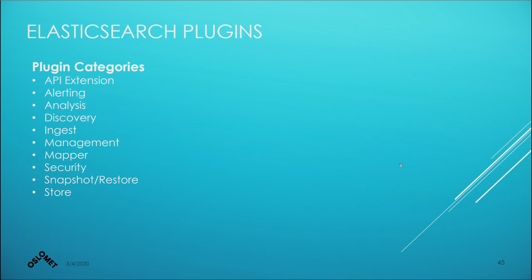There are different types of plugins for Elasticsearch. As we mentioned, you have API extension plugins. You have alerting plugins, which are very good. You can create email alerts, or phone messages, or you receive an automated response: your server is burning, you should come to the data center.